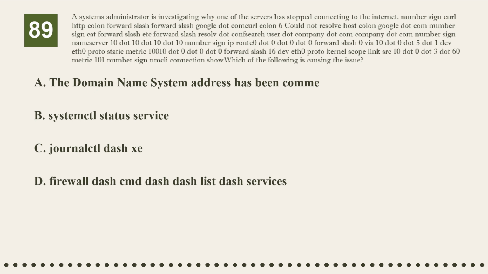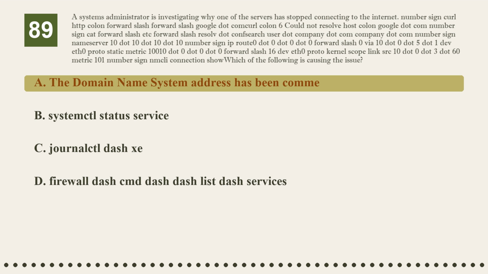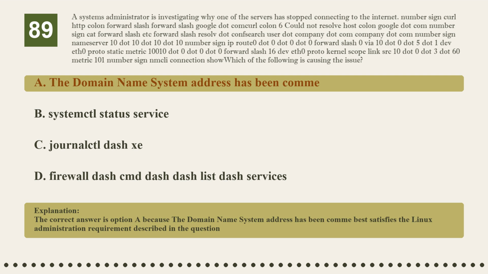Which of the following is causing the issue? Option A. The domain name system address has been changed. Option B. systemctl status service. Option C. journalctl. Option D. firewall-cmd --list-services. The correct answer is option A. The domain name system address has been changed. The correct answer is option A because it best satisfies the Linux administration requirement described in the question.